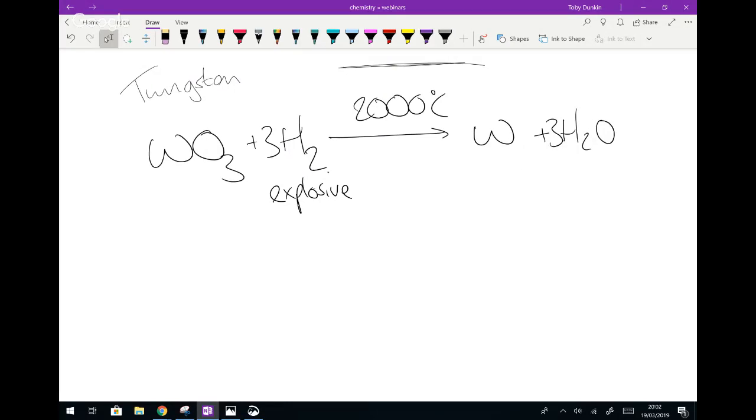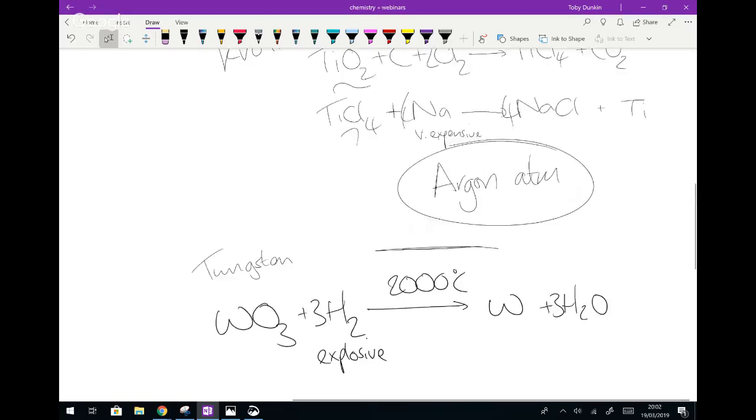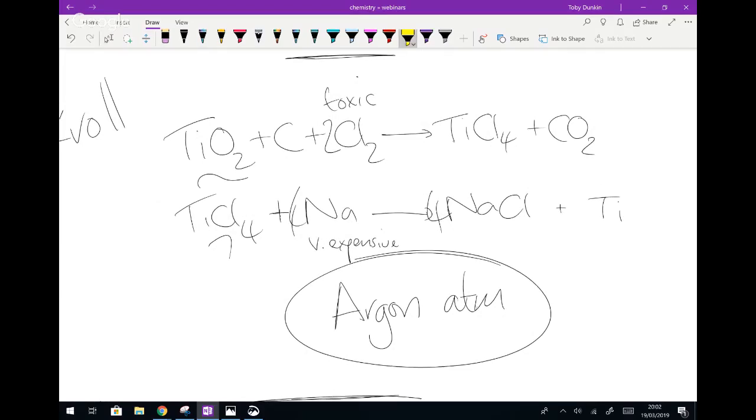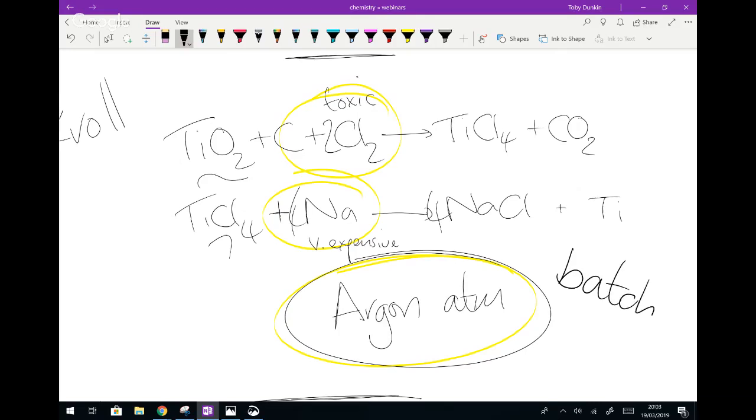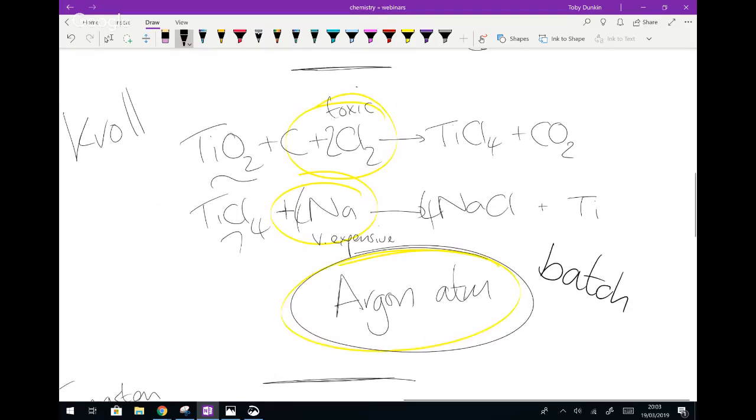Why is titanium expensive? Okay, good question. The answer is: toxic chlorine gas, expensive sodium metal, and the argon atmosphere. You can also say it's a batch process, which means you only get to do it once and then you have to restart again.